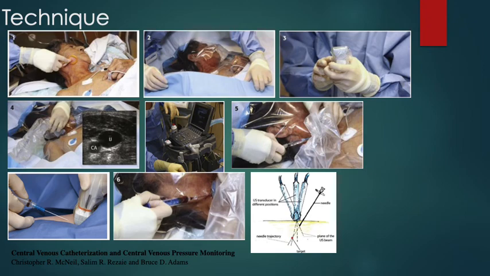The Seldinger technique is something we use for almost all of our line insertions. For those of you not familiar, it's basically introducing your needle into the vessel, then placing a guide wire through your needle, making sure that your wire is in the right position, and then dilating over your wire, and then placing your line again over your wire and removing your wire after that. Don't worry, I'll go through that a little bit slowly for those of you that need it in the workshop.